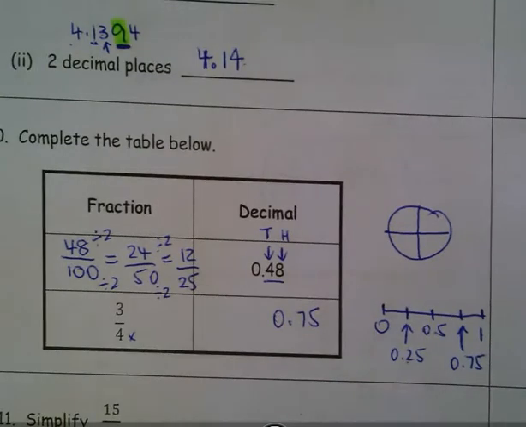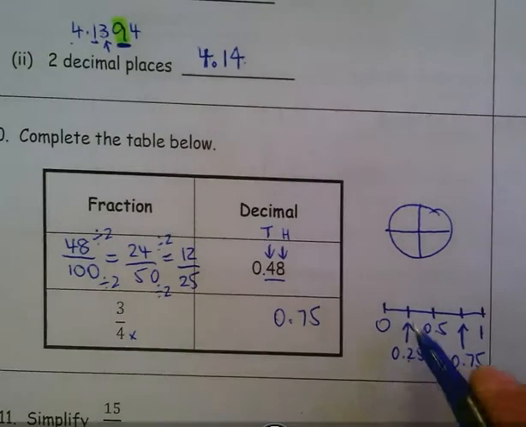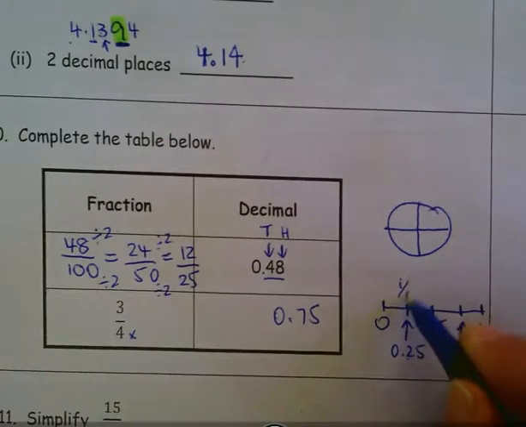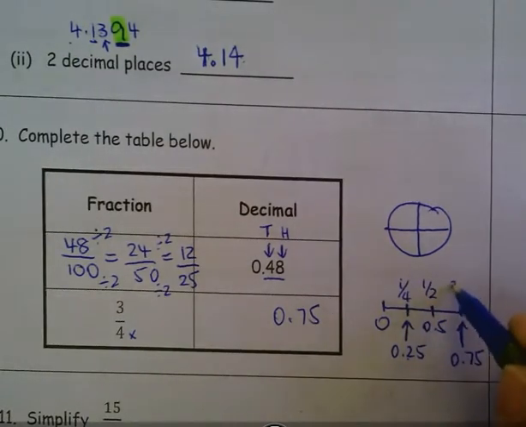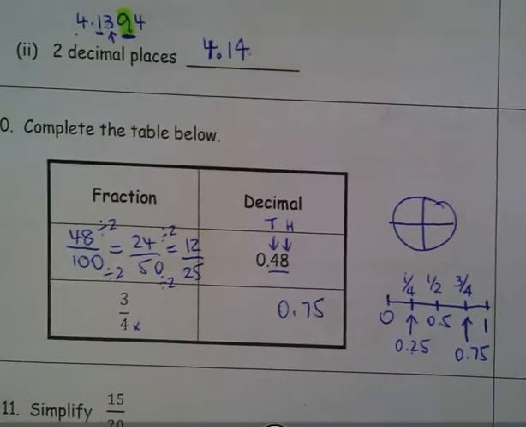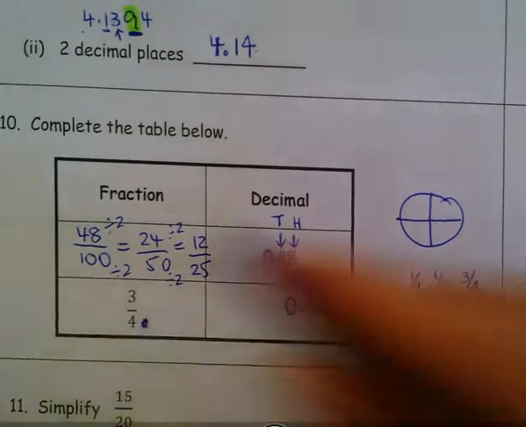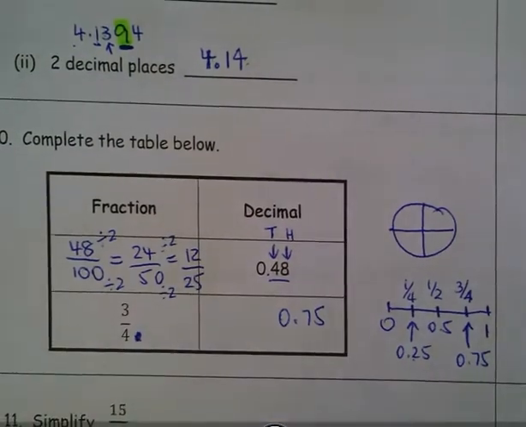Because you can think of a quarter of a dollar is 25 cents. A dollar is good because a dollar is 100 cents. A quarter of a dollar is 25 cents. So 0.25 is a quarter, 0.5 is a half, and 0.75 is 3/4. I could make equivalent fractions, but I think that's more difficult.